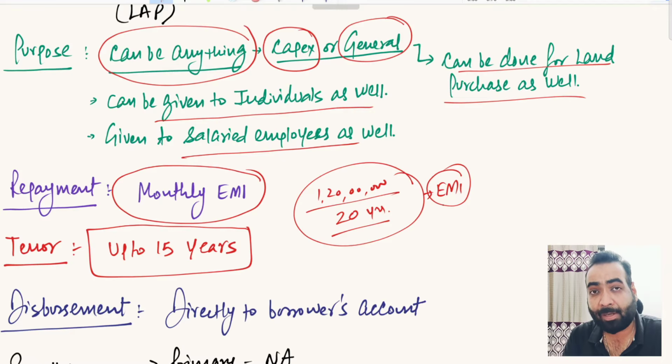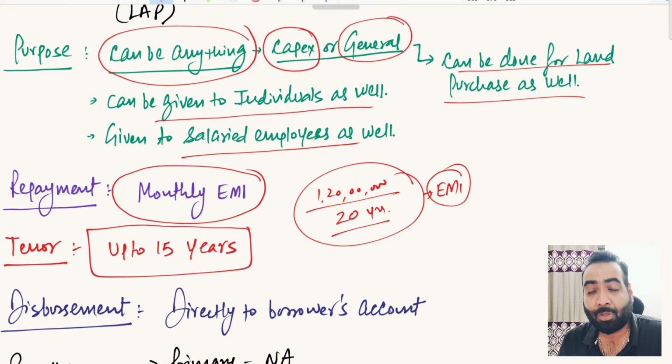If in WCTL or in machinery term loan or in building term loan, you are getting collateral of rupees 100, you may be ready to give the loan of rupees 100 as well. Some banks are even giving the loan of 130 rupees, 150 rupees, even on the property of rupees 100. But you cannot do that in the LAP product.